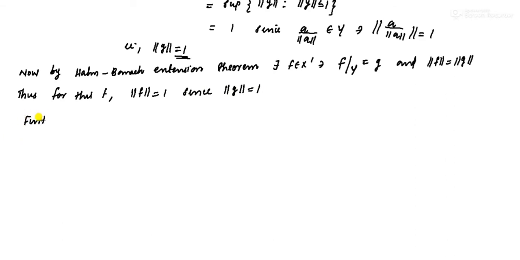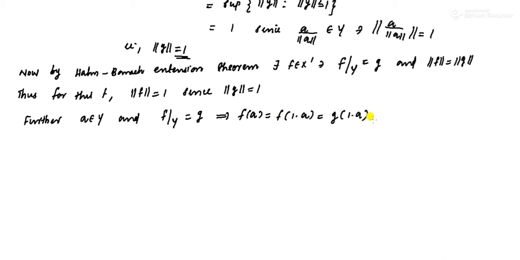Further, a belongs to Y and f restricted to Y equal to g implies that f of a equal to f of 1 into a, since 1 into a is a itself, that is equal to g of 1 into a, and that is equal to 1 into norm a, since g of ka is k into norm a, that is equal to norm a. That is f of a equal to norm a.